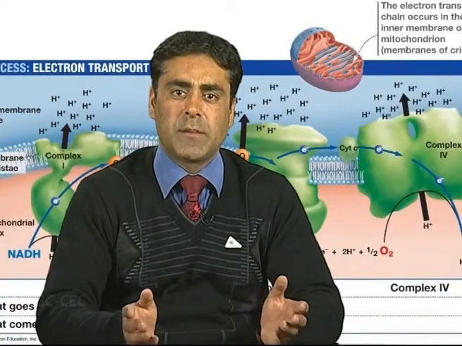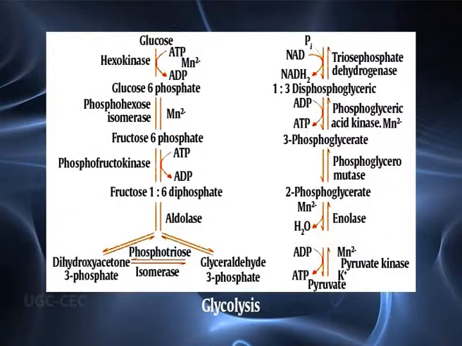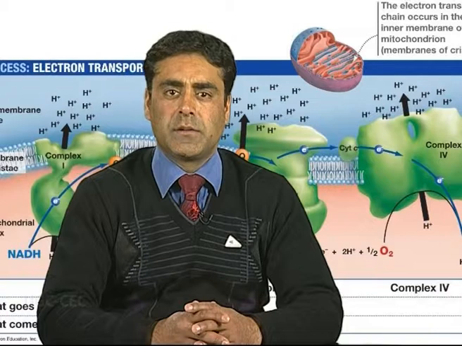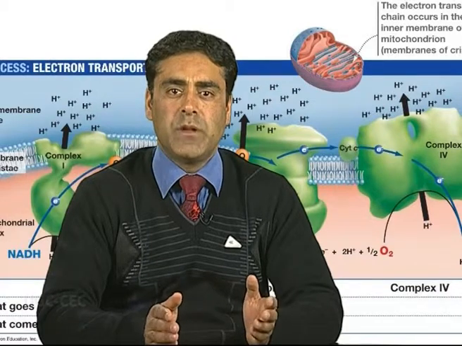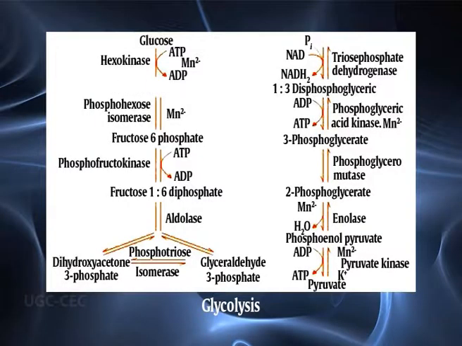The second substrate level phosphorylation occurs later by means of the reaction of phosphoenolpyruvate to pyruvate via pyruvate kinase. This reaction regenerates the ATP that has been used in the preparatory phase of glycolysis to activate glucose to glucose 6-phosphate and fructose 6-phosphate to fructose 1,6-bisphosphate respectively.